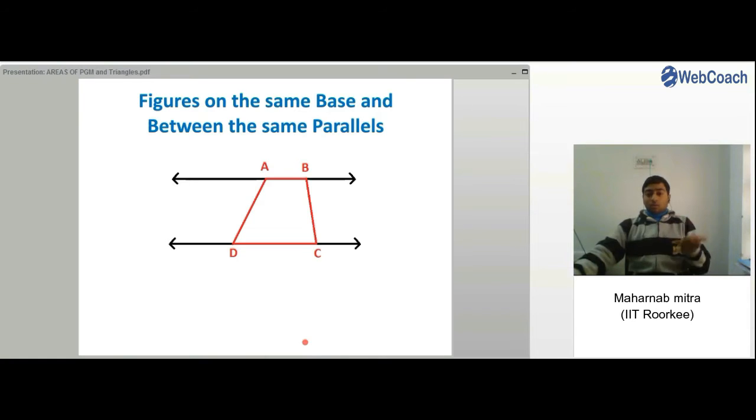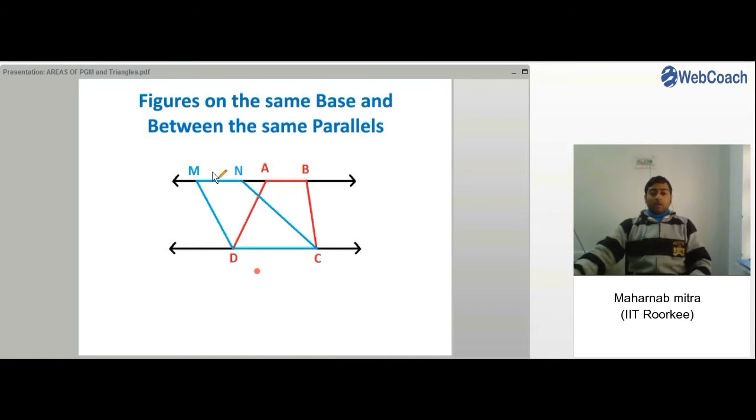Now let us consider one more quadrilateral. Let us consider MNCD, the blue one. Let us consider the blue quadrilateral. You can see this blue figure is actually on the same base, right? The blue figure is on the same base DC, and also the blue and the red figures, both of them lie between the same parallel lines or between the same parallels, right? Both of these figures lie between the same parallels.